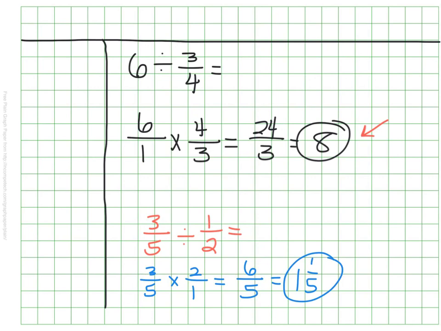How'd you do? I found out that there was 1 1/5 halves that fits into 3/5. So 3/5 divided by 1/2 is 1 1/5. We'll work more on this, of course, together, but remember our essential question was to try to find an algorithm that we could use to divide fractions, and we did just that.